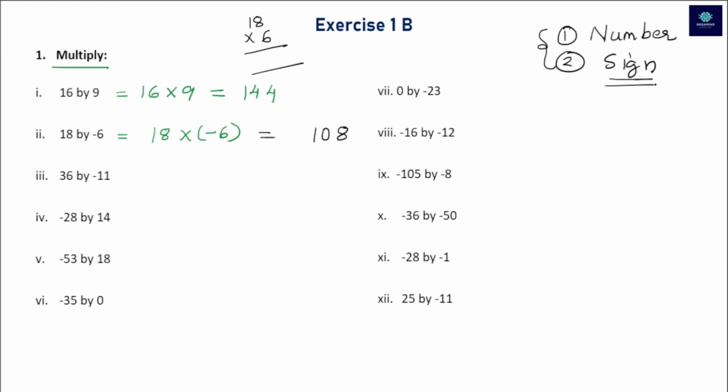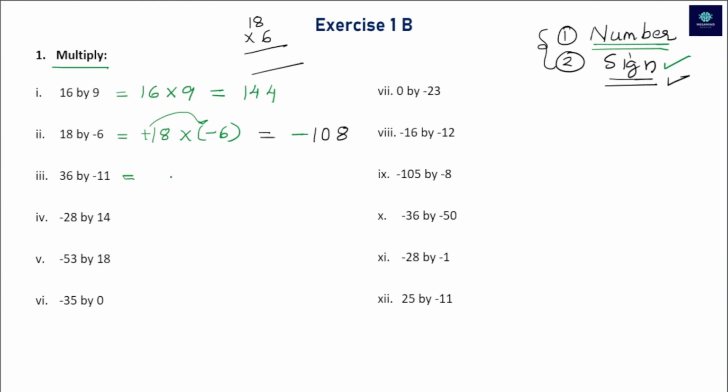And now it's time to put the sign. So the second step is to put the sign. As 18 is a positive number here and 6 is a negative number, we know plus and minus becomes minus, right? So our answer will be minus 108. So first multiply the numbers without their sign and finally put the sign.